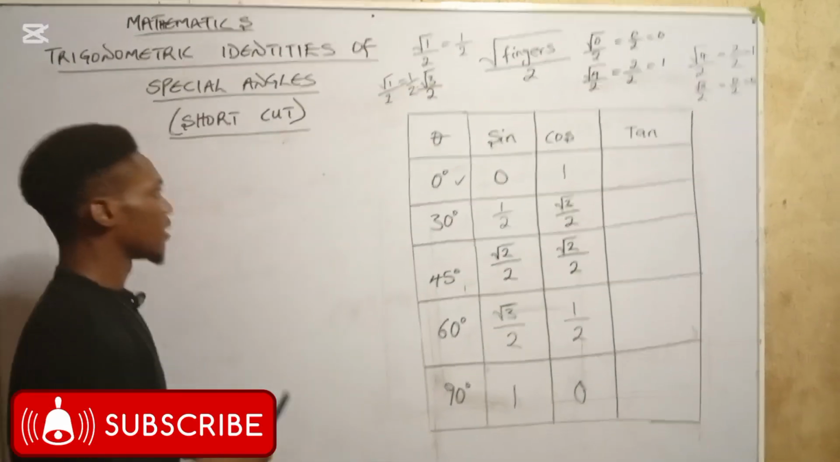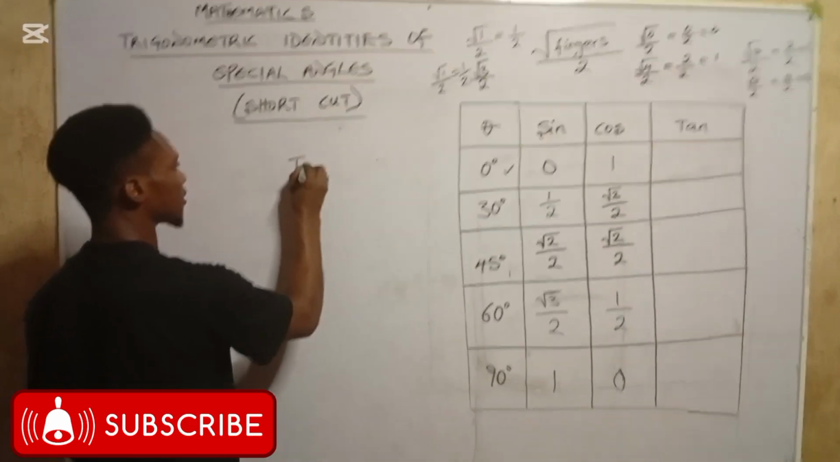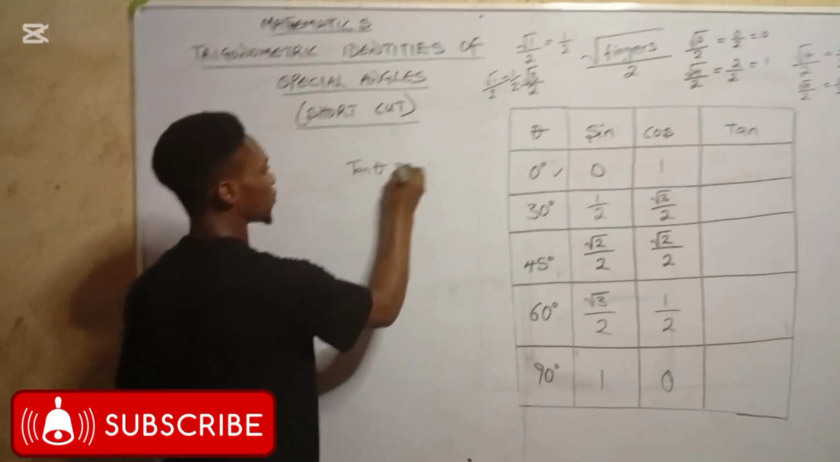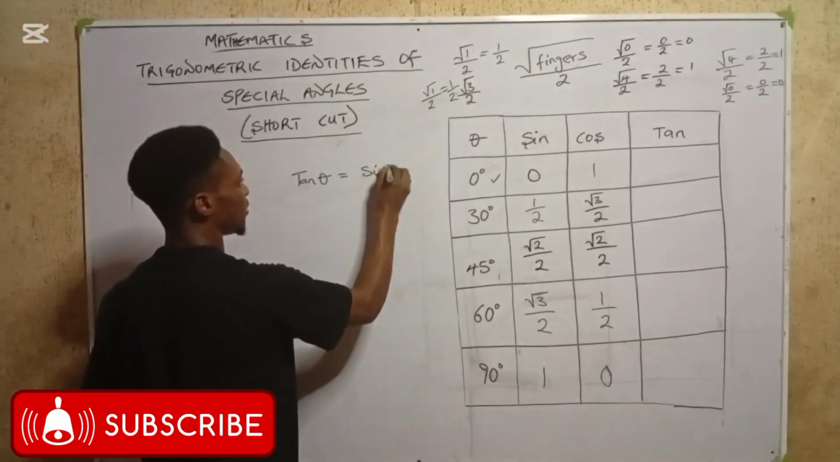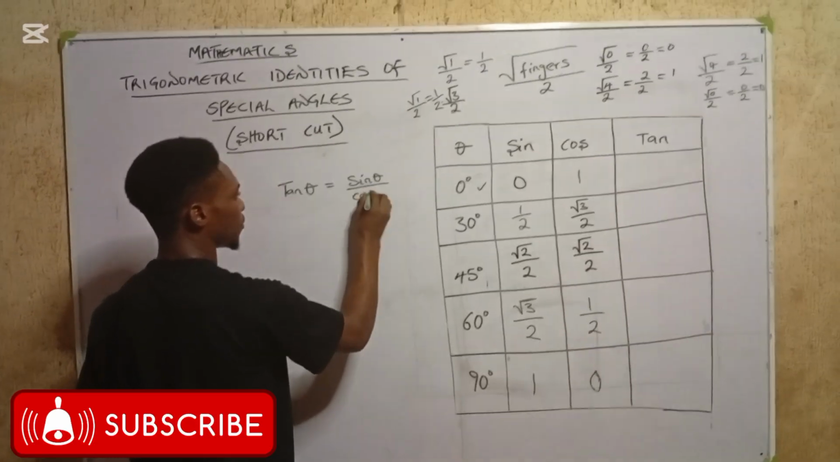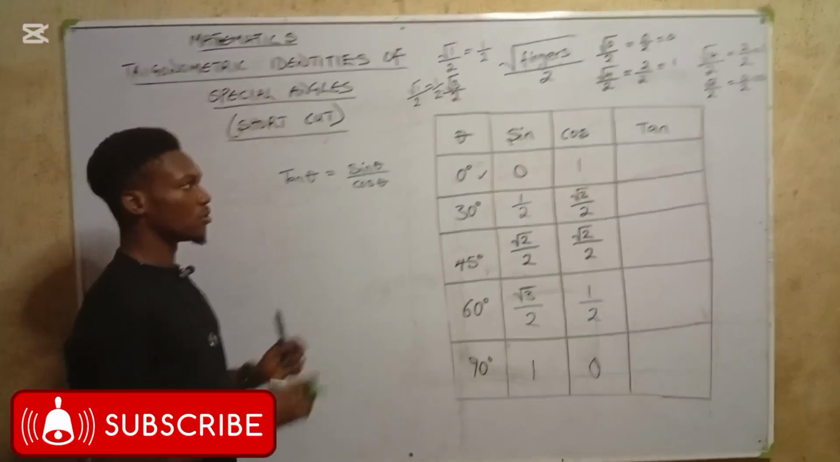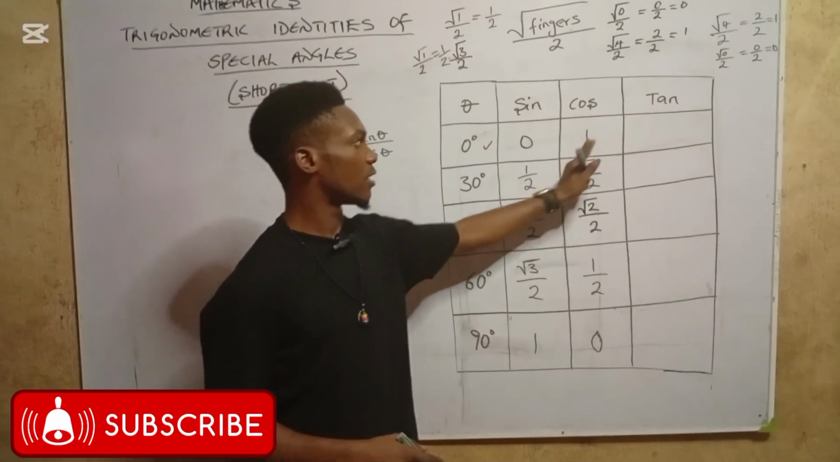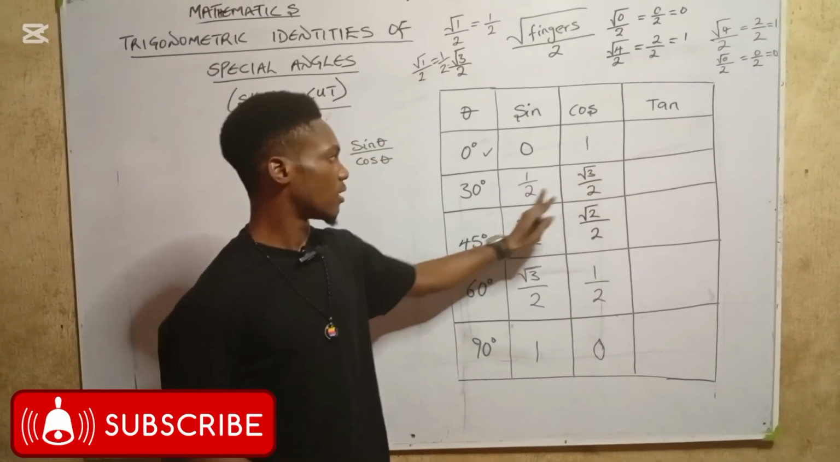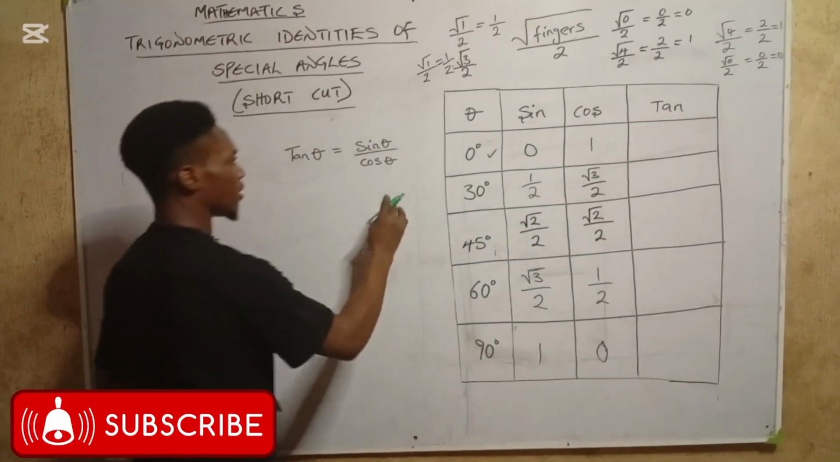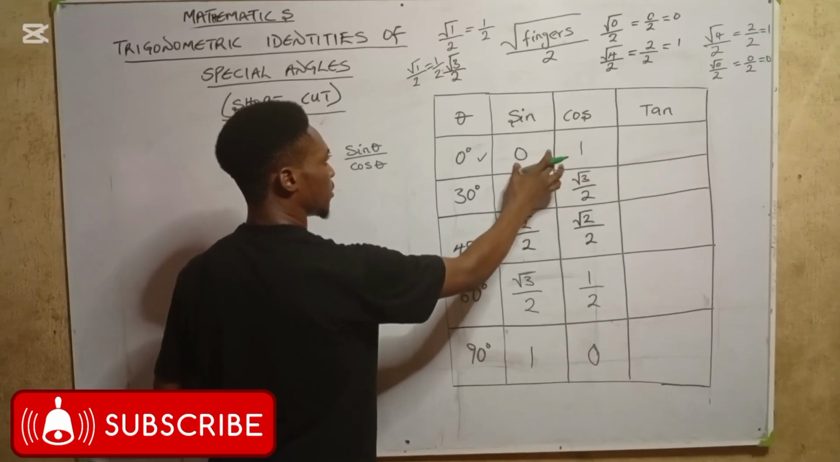We know that tan theta is equal to sine theta all over cosine theta. So your job now is to divide this by this, and you get this. This divided by this, you get this. Okay, so we'll be taking it step by step from 0.